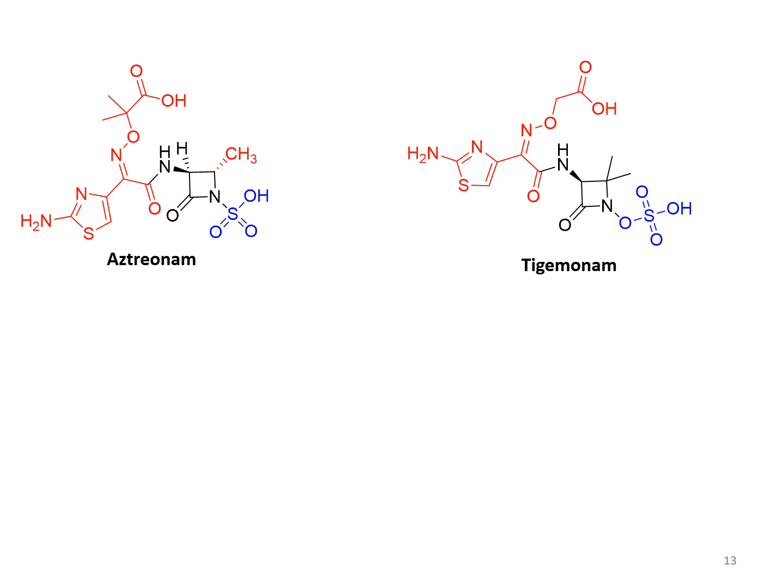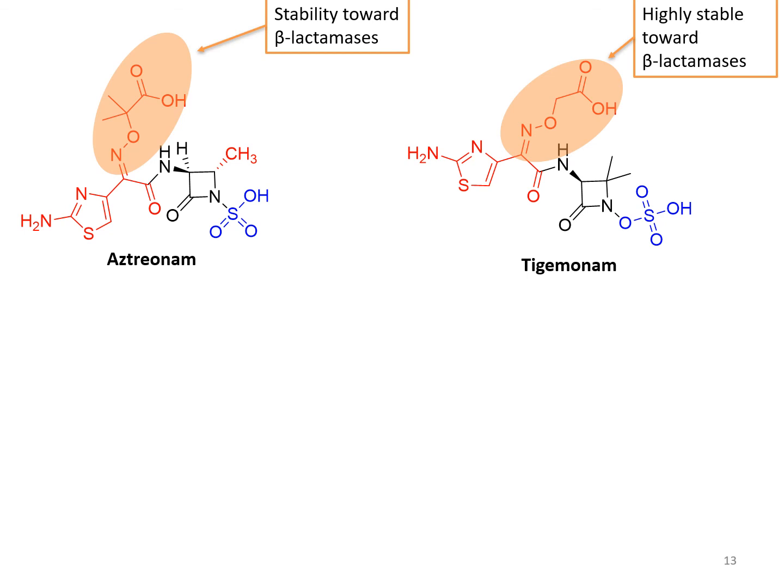Aztreonam's and tigemonam's side chains resemble those seen in third-generation cephalosporins, which leads to increasing stability against beta-lactamases and affinity to many penicillin-binding protein isoforms, such as penicillin-binding protein 3 expressed by many gram-positive and gram-negative bacteria. The methyls on carbon 2 also contribute to enhancing the stability against beta-lactamases. Aztreonam is a parenteral beta-lactam. It's not orally active, mostly because it's acid-labile.